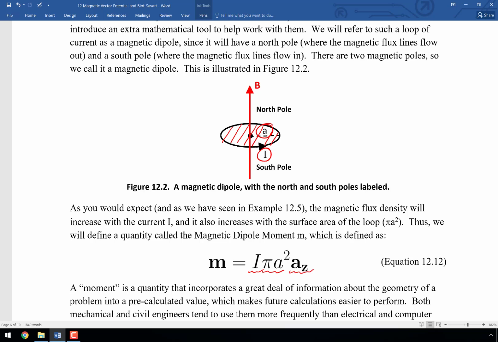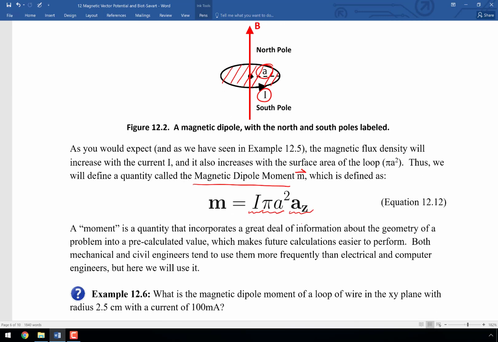If the loop were rotated in a different direction, a sub z would be pointing in a different direction. If we do this calculation of a magnetic dipole moment, and that should either be bolded or have an arrow over it, the magnetic dipole moment M is I times pi a squared times a sub z.